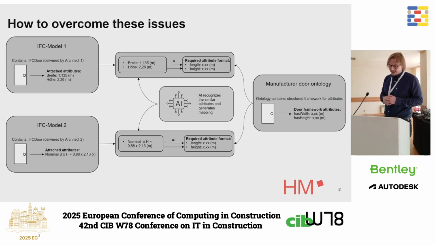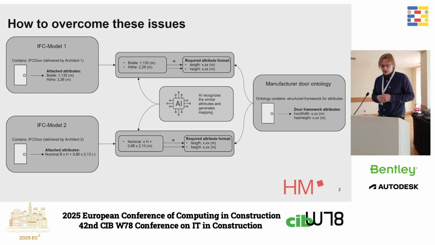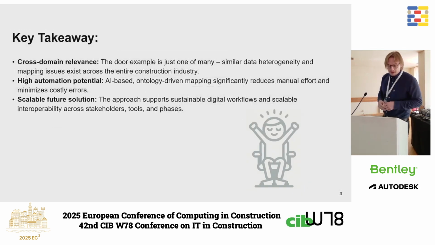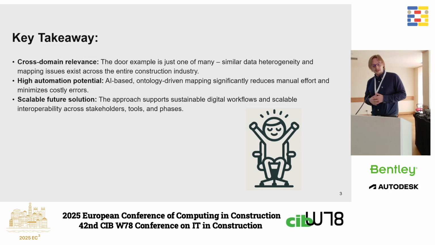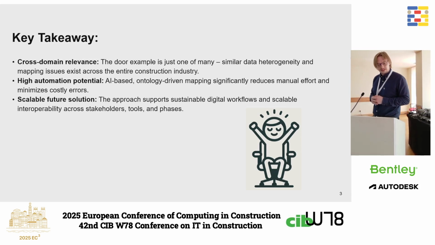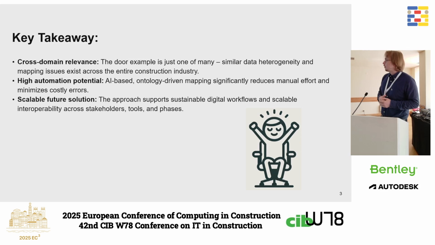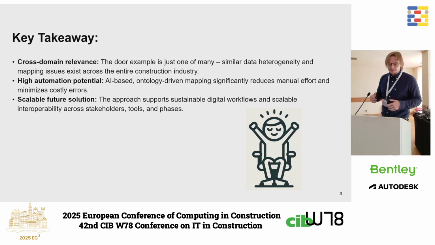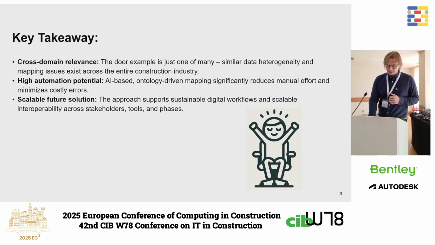And since AI is not always safe, that's why we build feedback loops to incorporate human knowledge. The key takeaway here is that we have a very high cross-domain relevance. So the door example is just one of many. We have similar data heterogeneity and mapping issues that exist across the entire construction industry. And we have a very high automation potential, with AI-based ontology-driven mapping significantly reducing the effort and minimizing costly errors.